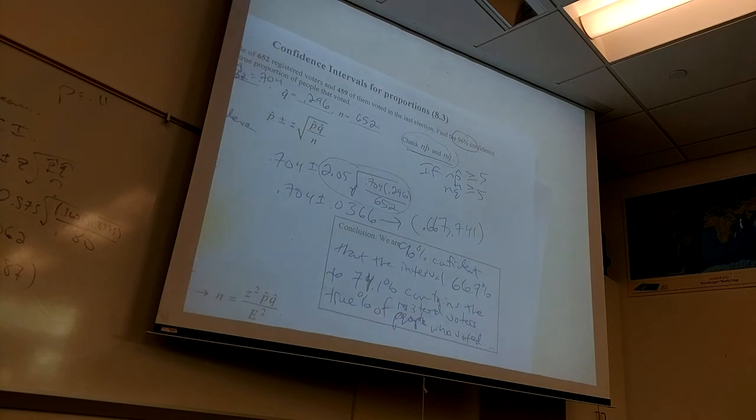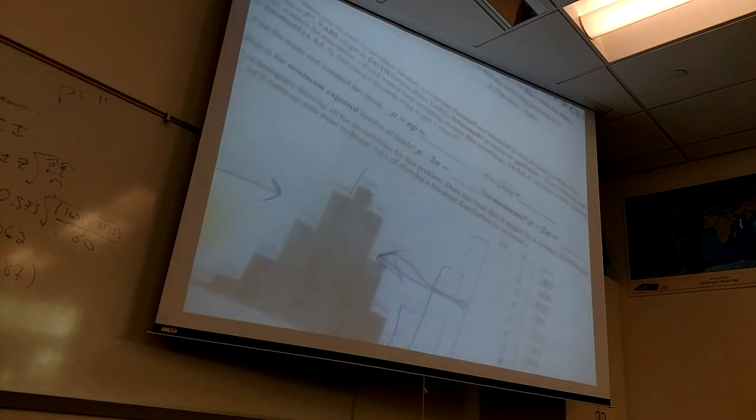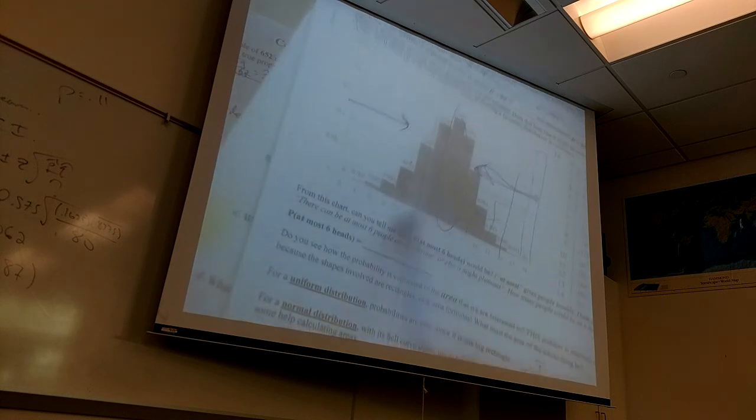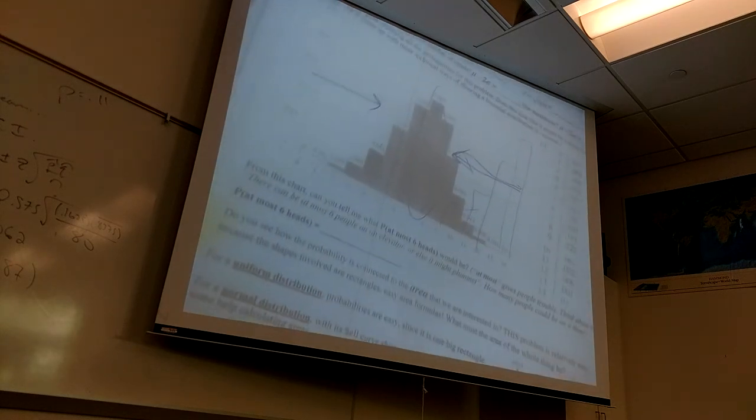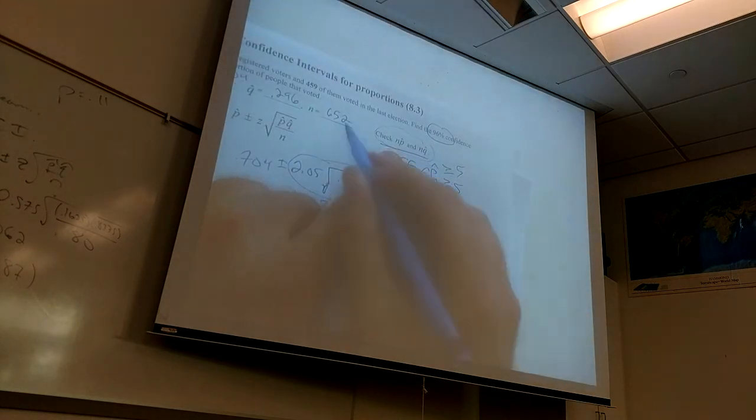And here, what was the mean? It was 7. NP was 7. NQ is also 7. They're bigger than or equal to 5, therefore this is officially normal enough. I could have used z-scores on this stuff, because it's normal enough. So here, is that true for this problem?